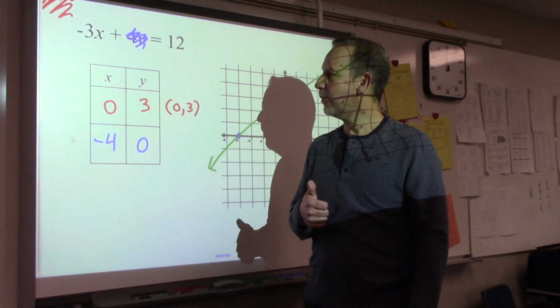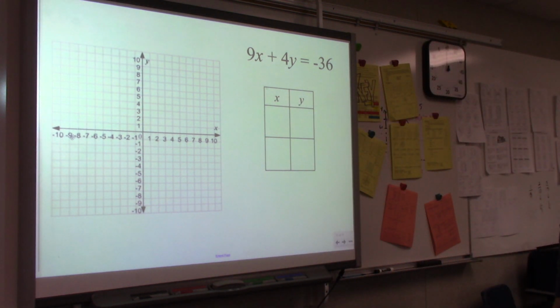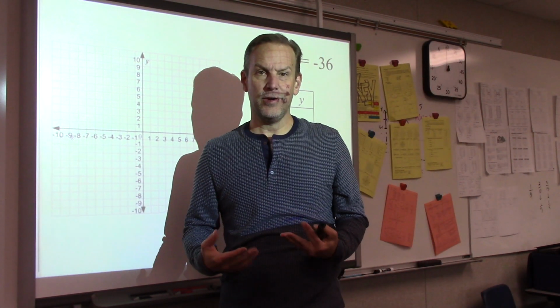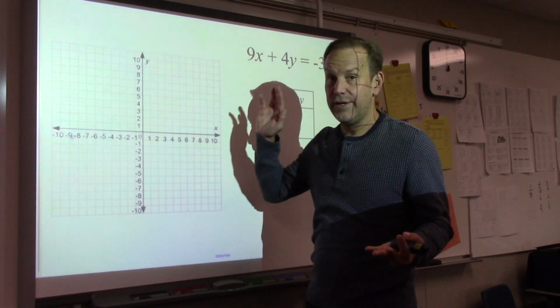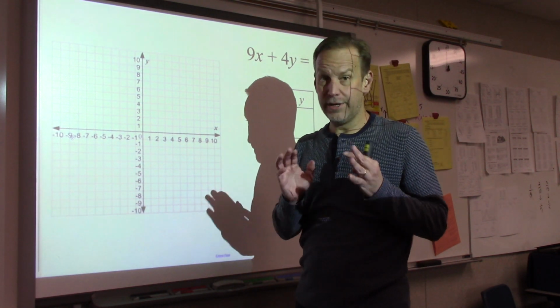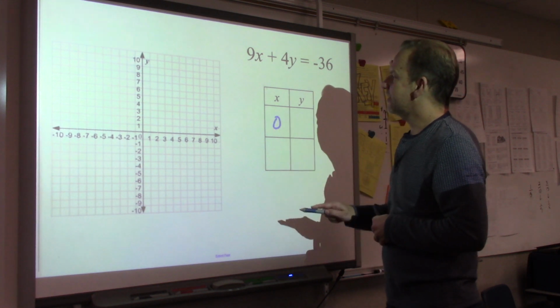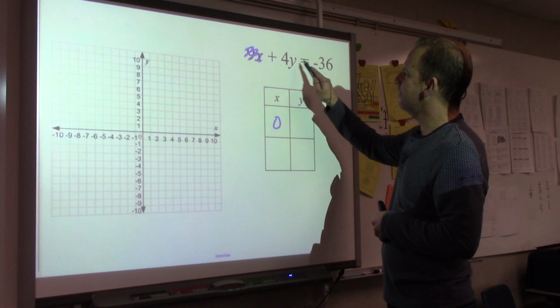Okay. What about this one? 9x plus 4y equals negative 36. Pretty much it ends up being the same thing over and over and over again. The only thing I can do to mess with you is to put more negatives in here. So if you're solid with your negatives and you're careful with this stuff, it should be really easy. Put a 0 in under my x. Put a 0 in there, it makes that disappear, and I have negative 36 divided by 4.